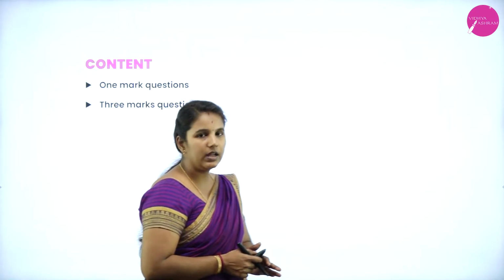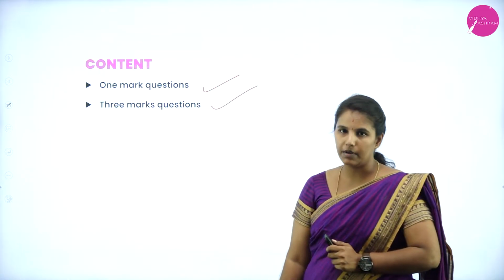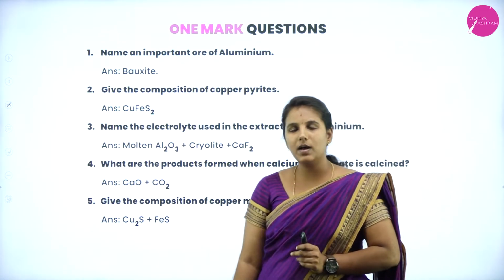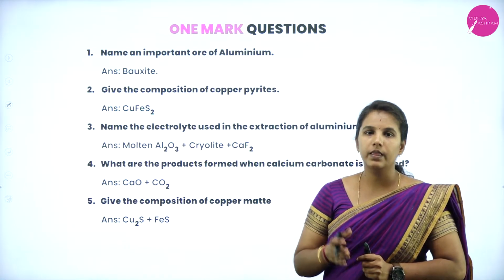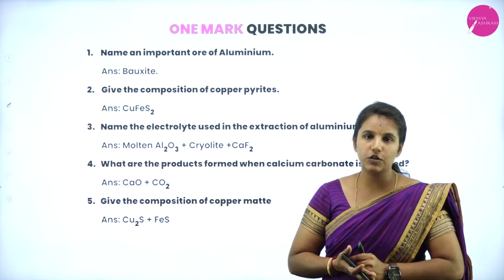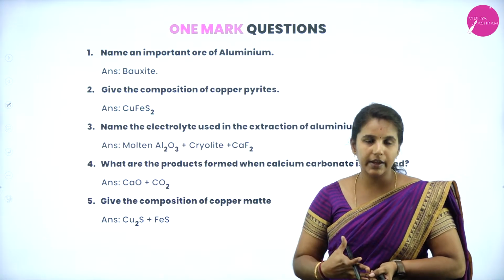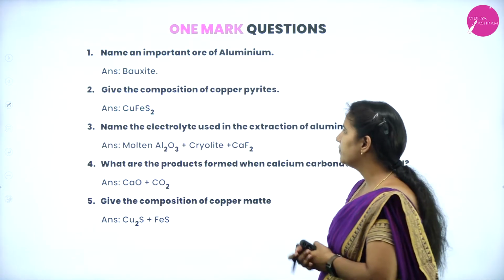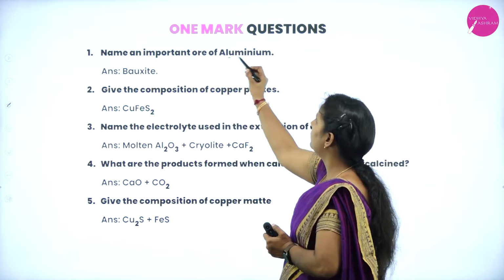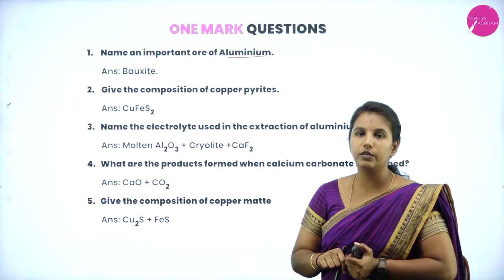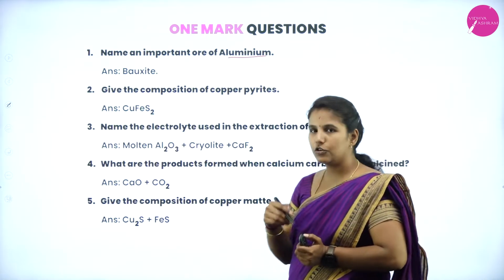Okay, let's see how the question will arise in the 1-mark as well as in the 3-mark. In the 1-mark question, always they can ask you the types of ore, and also they can ask you questions based upon extraction, which metal is extracted from which method. So the question will go like this: name an important ore of aluminium. What is the important ore of aluminium? It is bauxite ore. Like that the question can be asked.